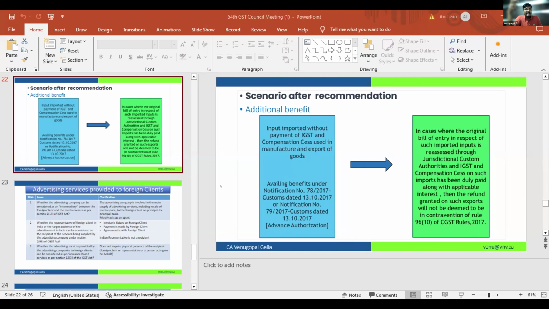Or if it is within India, then taxability will be determined based on IGST, CGST, and SGST. So these were the two clarifications further.